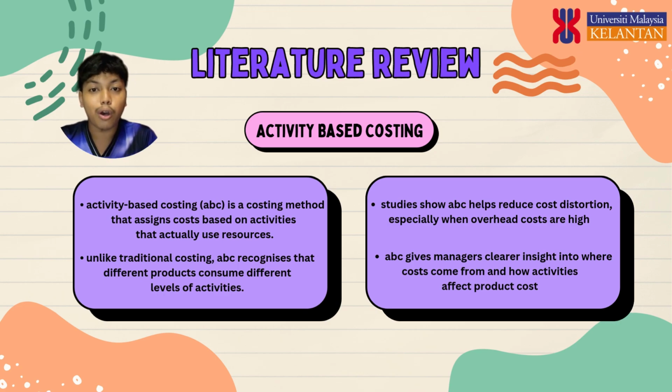Activity-based costing or ABC is a costing method that focuses on how activities consume resources, instead of using a simple average. Unlike traditional costing, ABC assigns overhead costs based on how much resource is actually used by each product. Previous studies show that ABC provided more accurate cost information, especially for businesses with high overhead costs and different types of products.